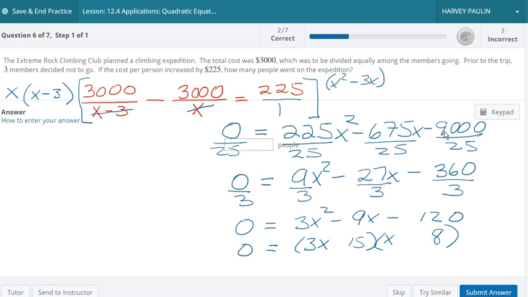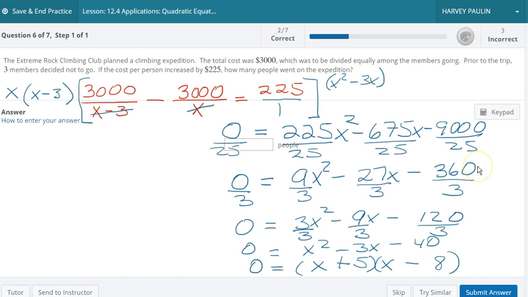Now, I couldn't take out anything else here. Yes, I could. Let me take out some more stuff. Now, that would have worked the other way, but this way is still a little easier. So these are my factorizations. And when I go to solve, I set each of these equal to 0, and I get X equals a negative 5 here, and X equals a positive 8 here.